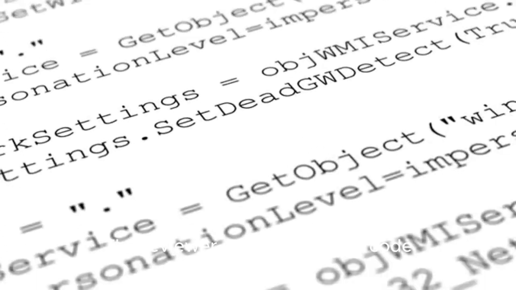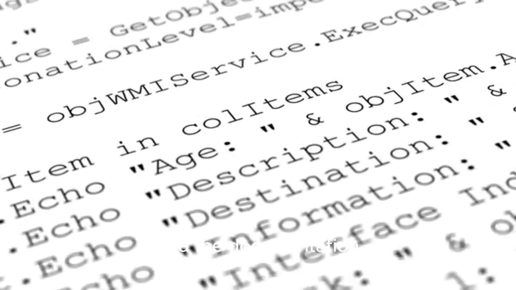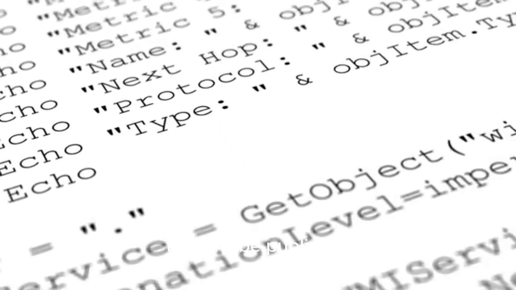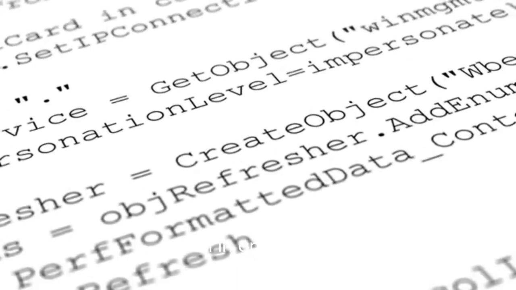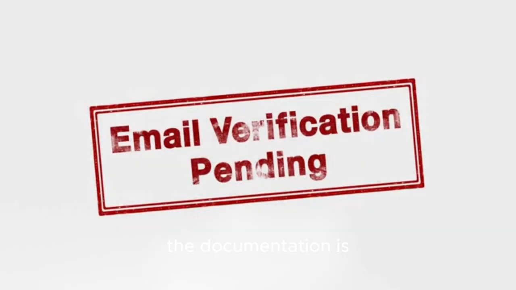The reviewer can now see the code, the reason for the change via the Jira link, and the documentation that will be published, all in one place. Once the PR is approved and merged, the documentation is automatically published. It's a seamless, hands-off process.